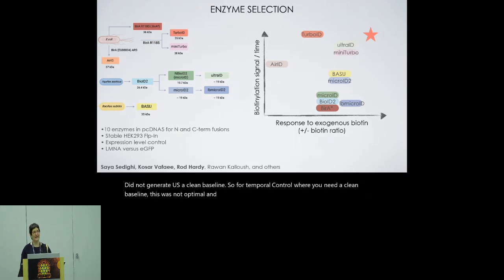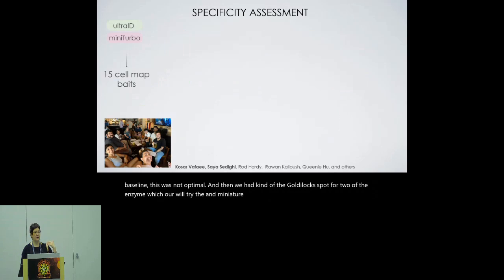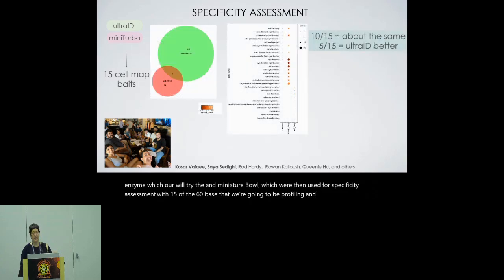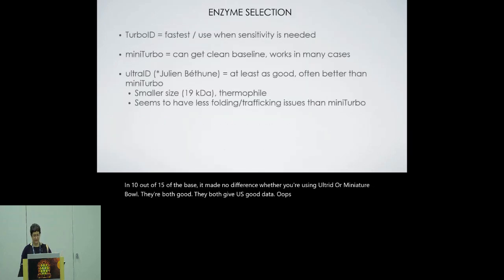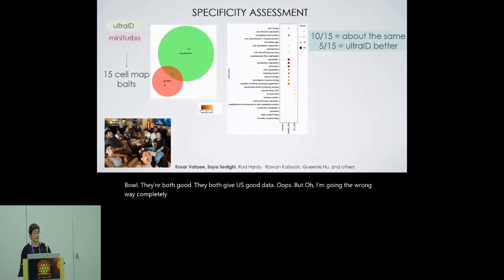And then we had kind of the Goldilocks spot for two of the enzymes, which are Ultra-ID and Miniturbo, which were then used for specificity assessment with 15 of the 60 baits that we're going to be profiling. And long story short, in 10 out of 15 of the baits, it made no difference whether you're using Ultra-ID or Miniturbo. They're both good. They both give us good data. But in 5 out of the cases, including the one that I illustrate, which is from Kozar, there is a major difference where Miniturbo failed to properly fold and failed to properly be trafficked, and then Ultra-ID is much better.